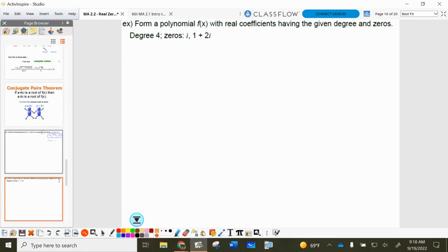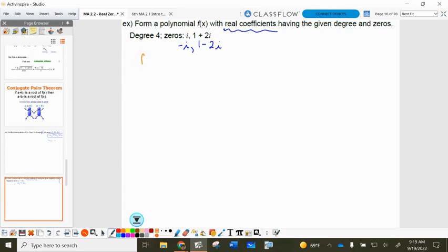All right, it says form a polynomial f of x with real coefficients. Now this is going to be important because look at the roots they're giving us. They're giving us complex roots, but they want a polynomial with real coefficients, having the given degree and zeros. Okay, so it says it's degree 4. We've got a 0 at i, which means we must also have a 0 at negative i. We've got a 0 at 1 plus 2i, which means we must also have a root at 1 minus 2i. And that's 4 different roots, and it's a degree 4 equation, so we can't have any more, and they must all be a multiplicity of 1.